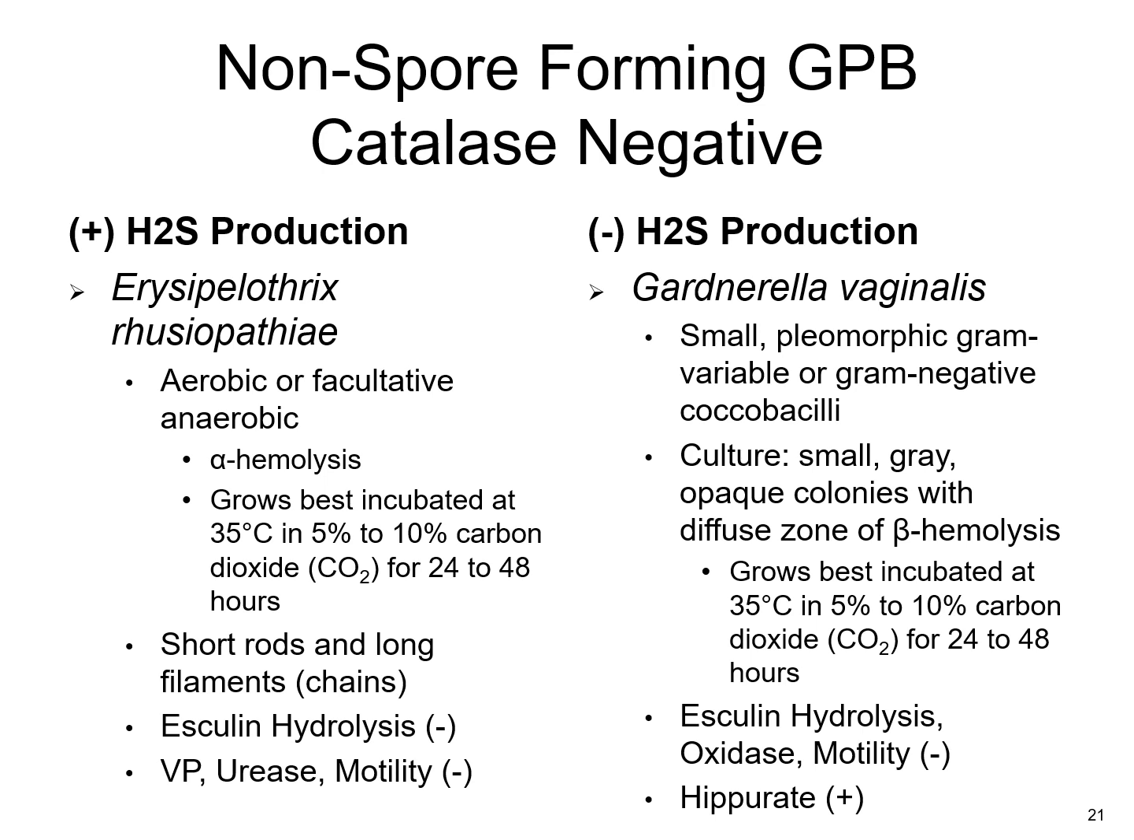A negative H2S production would demonstrate Gardnerella vaginalis. This is a small pleomorphic gram-variable or gram-negative coccobacilli. On culture, it will grow a small gray opaque type colony that will have a diffuse zone of beta hemolysis. Again, this one will grow in aerobic conditions, but it does grow best with 5 to 10% carbon dioxide. It is esculin hydrolysis, oxidase and motility negative, and it's hippurate positive.